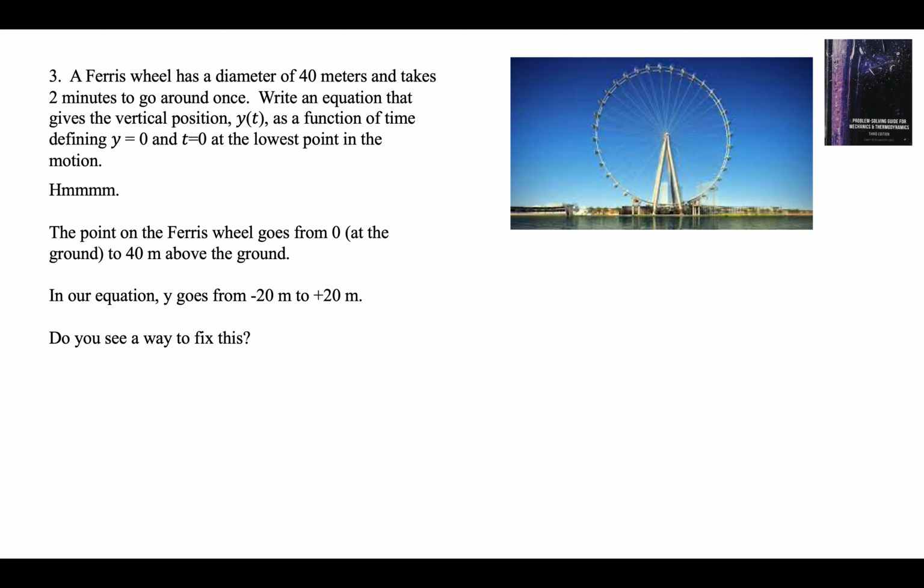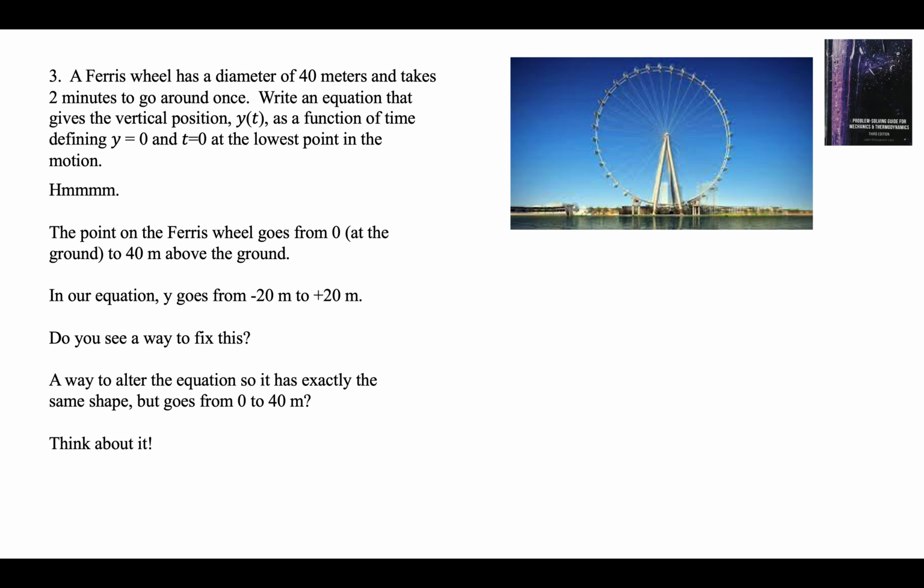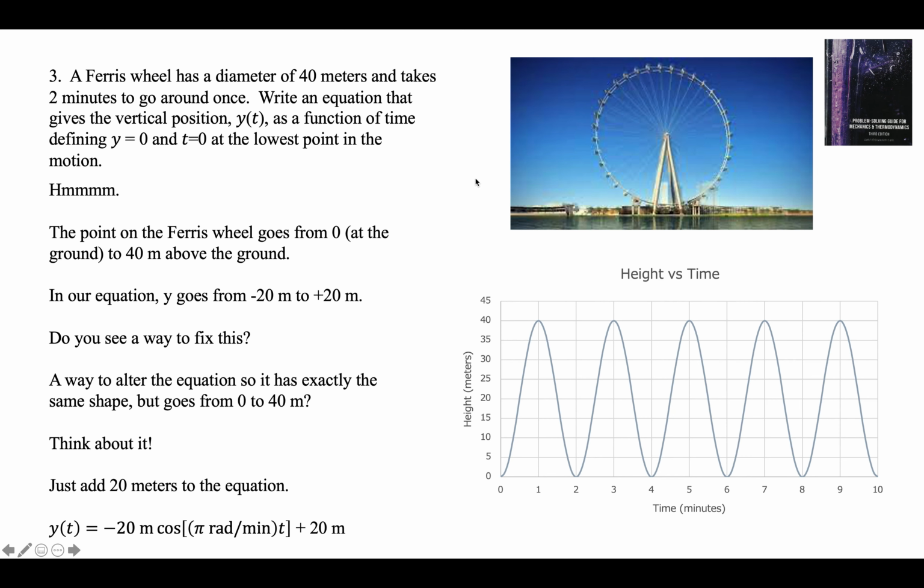How can we fix this? What can we do to alter the equation so it has the same shape, but it goes from 0 to 40 instead of minus 20 to plus 20? Think about it. It's a great opportunity to think. All you got to do is add 20 meters, like this. Put plus 20 meters at the end.